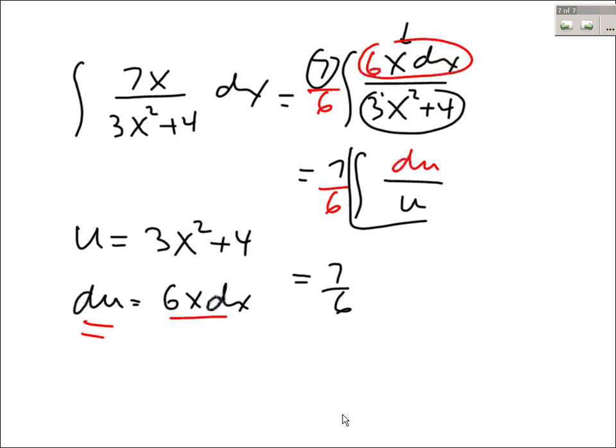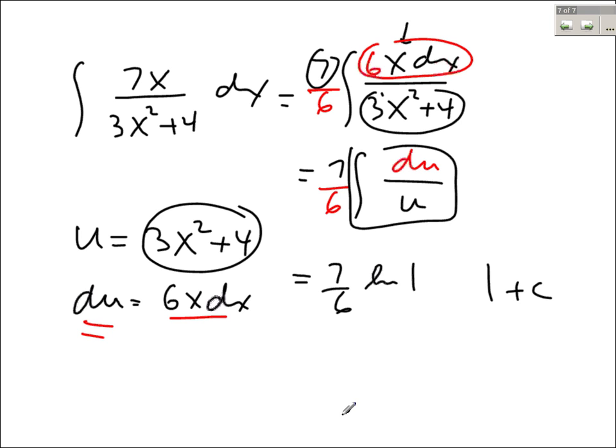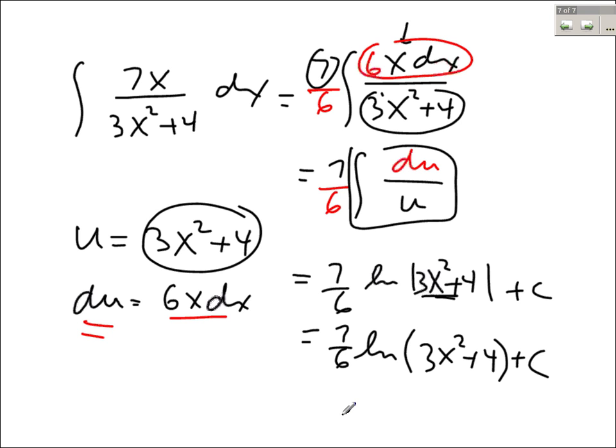7/6 times this. Well, that's ln of the absolute value of u plus c. And that's u. Since x squared is at least 0, it could be 0, but it's never negative. When you multiply it by 3, it'll be 0 or more. But the instant you add 4, it'll be more than 0. This is at least 4, which says to me that I don't need the absolute value bars. There's your final answer.